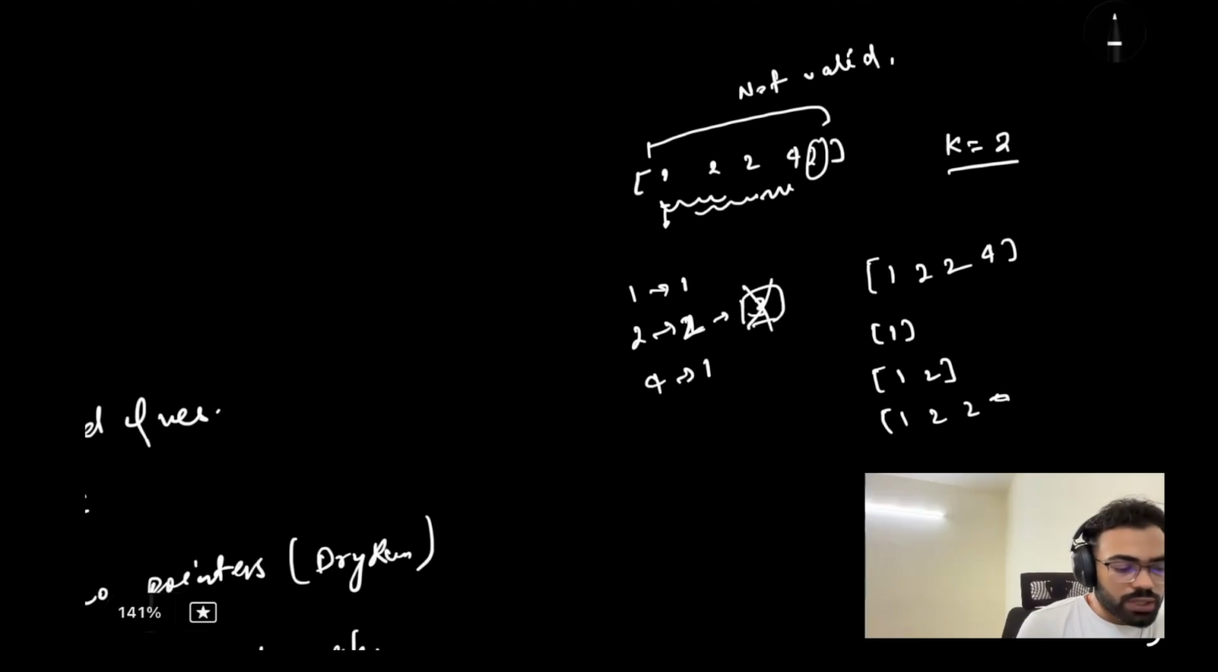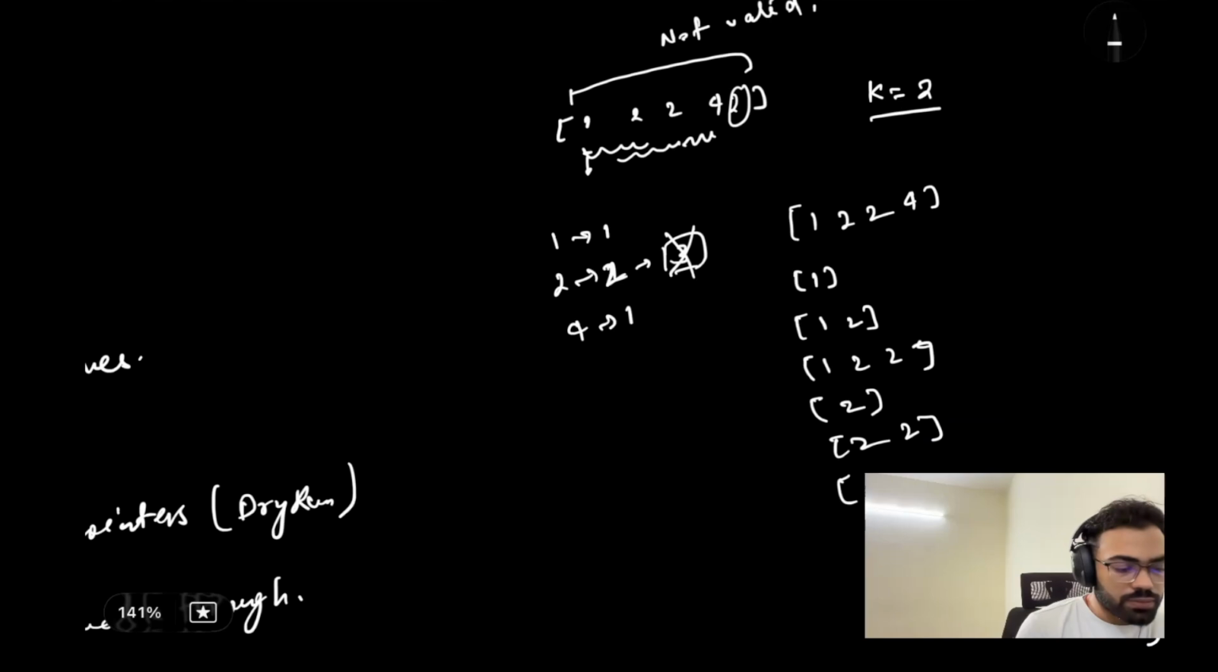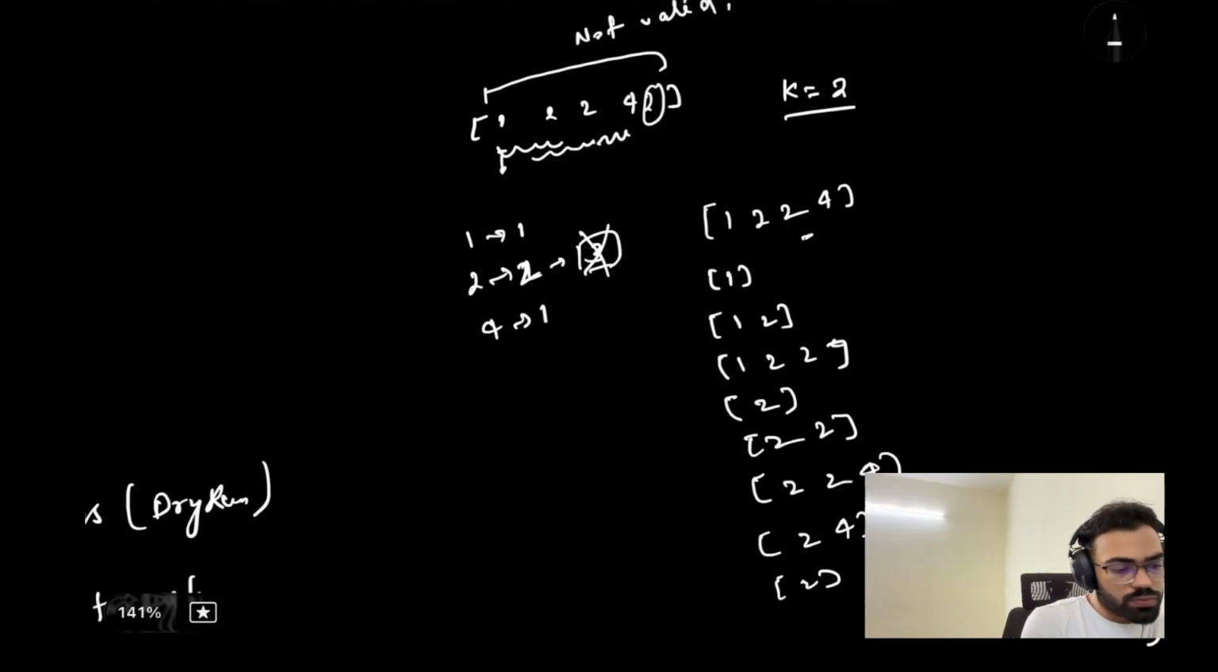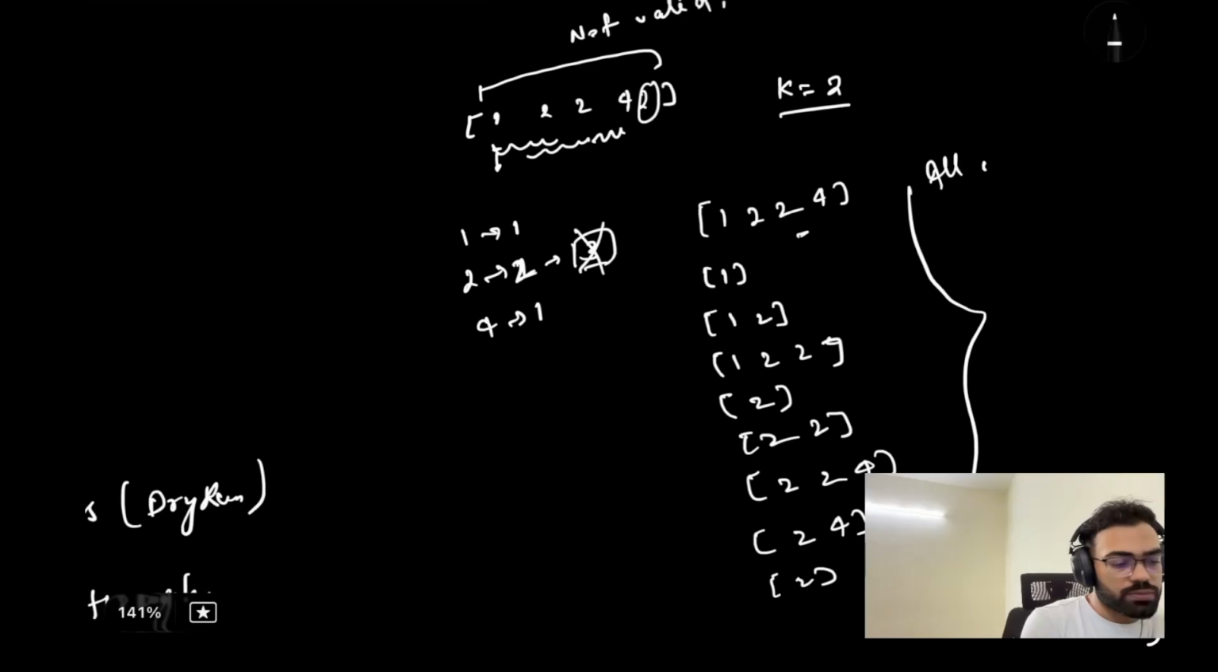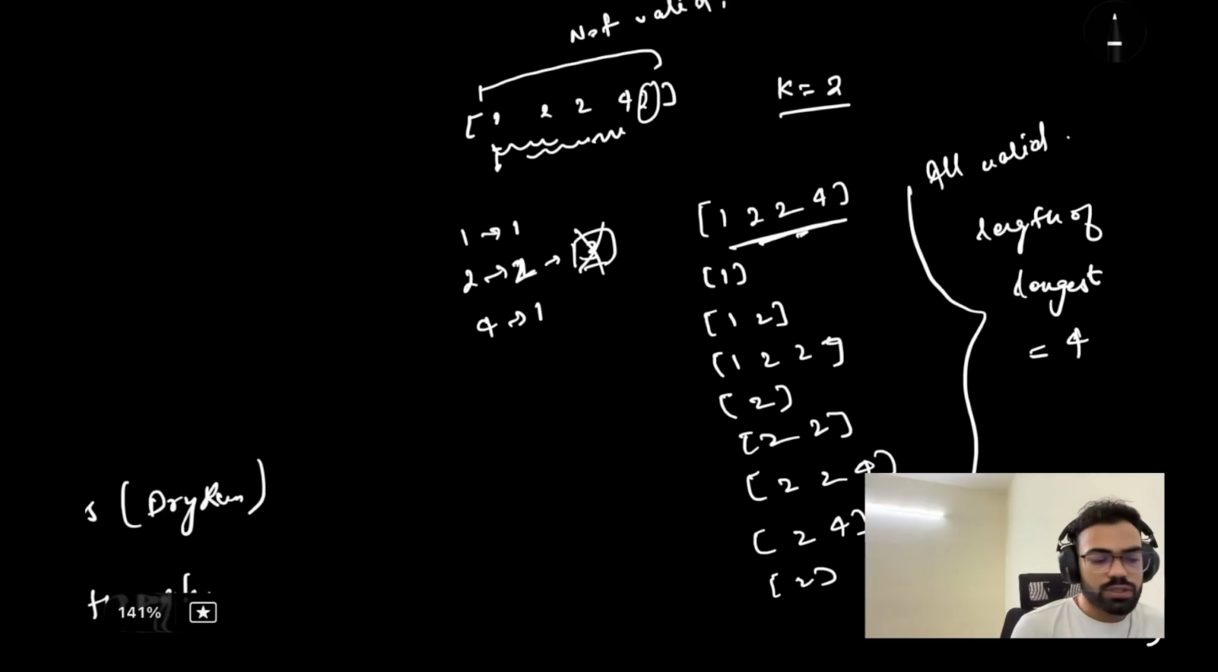Then 2 is valid. 2, 2 is valid. 2, 2, 4 is valid. 2, 4 is valid. Simple 2, again for this index. So these are all valid. Now among all valid ones, the length of the longest equals 4. The length of the longest is 4, so this we have to return. We have to tell the length of the longest subarray that is valid.